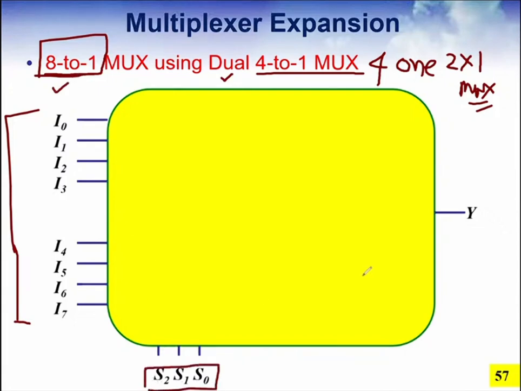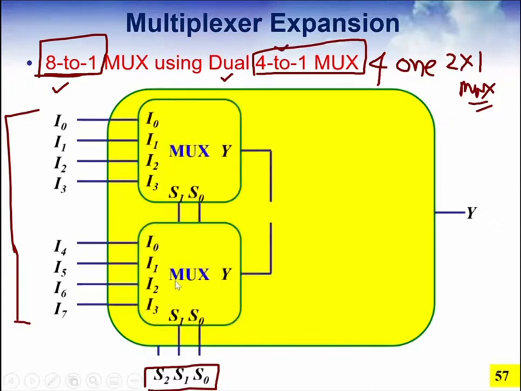3. But what do I have with me? I have two 4 to 1 MUX, dual. So I will connect one upper, one lower. If we have a 4 to 1 MUX, how many selection lines will be there? 2 only. Okay. So what I will do is make them common and connect them to S0 and S1. One more selection line is required.